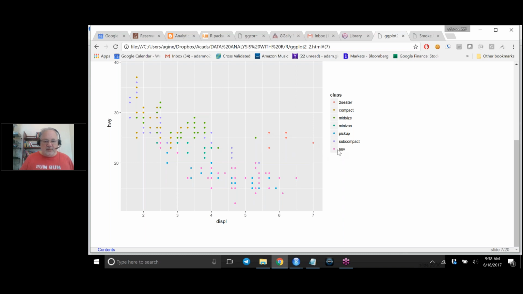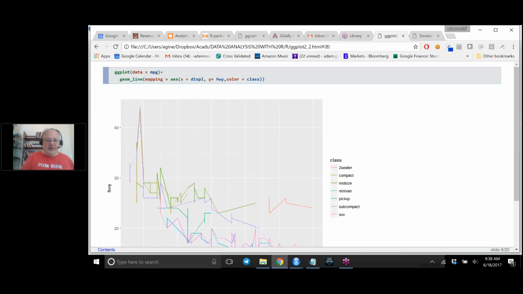So this tells you these are all SUVs. So it tells you SUVs don't fit in the pattern. And I would assume the reason is because while SUVs have a large engine, maybe they're not built for speed quite the same way an 8-cylinder engine car might be, so they get a little bit better gas mileage. It's the kind of thing you can see very easily.